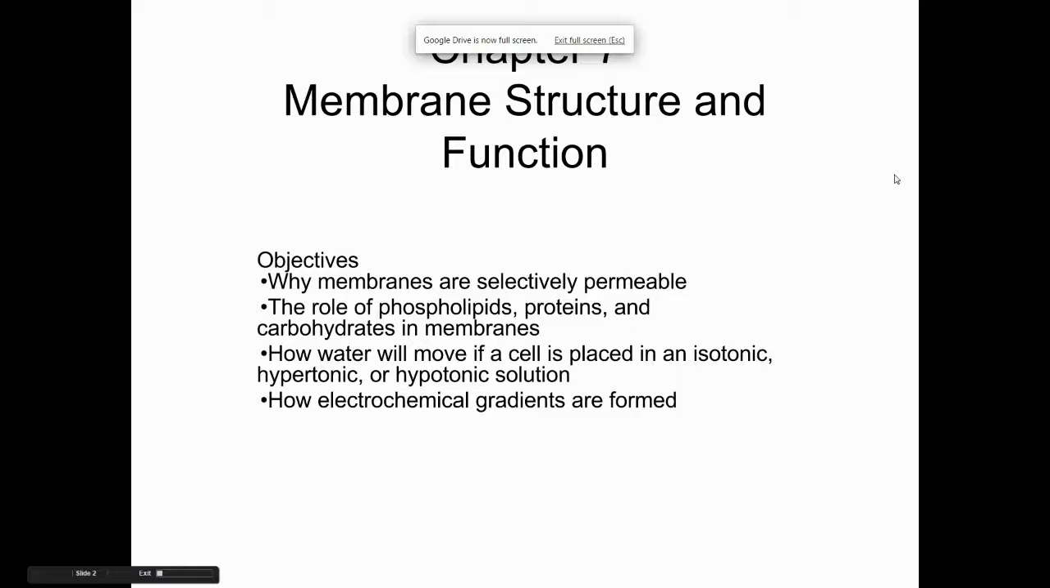Okay, so we're really just going to talk quickly about membranes, right? We've already kind of dealt with these concepts, because that's what our lab dealt with. So pretty straightforward. So why are membranes selectively permeable? What are the roles of phospholipids, proteins, carbohydrates in membranes? How will water move if a cell is placed in isotonic, hypertonic, and hypotonic solution? And the key thing, electrochemical gradients. Right, so these are kind of the key concepts associated with this chapter.